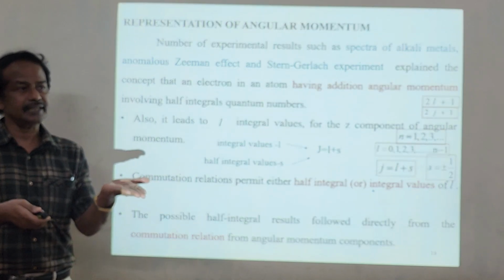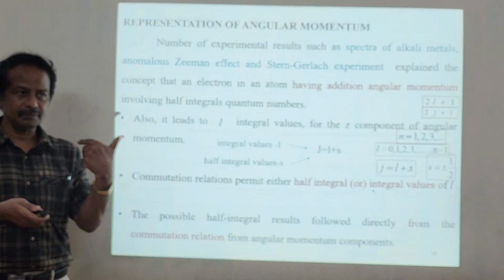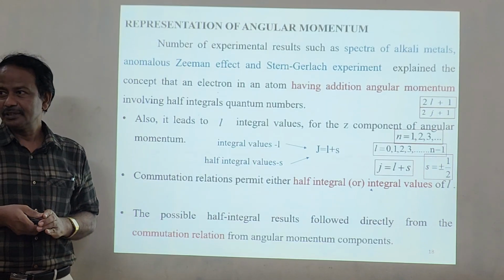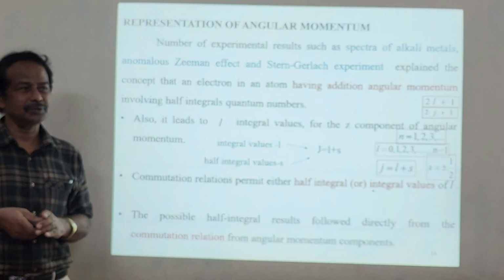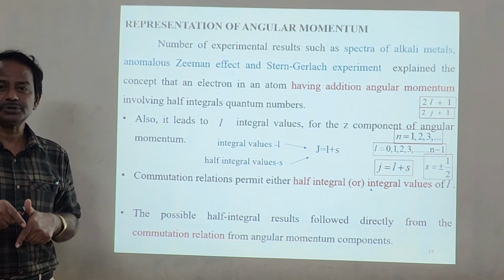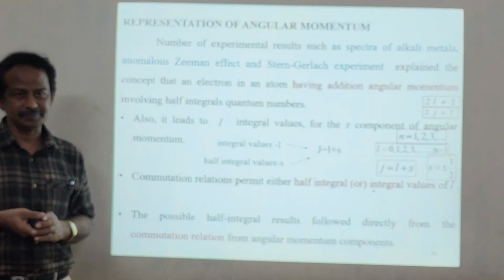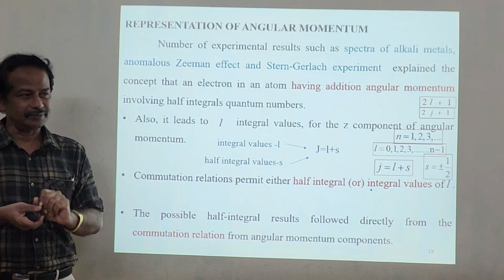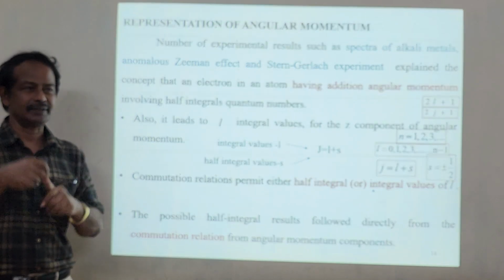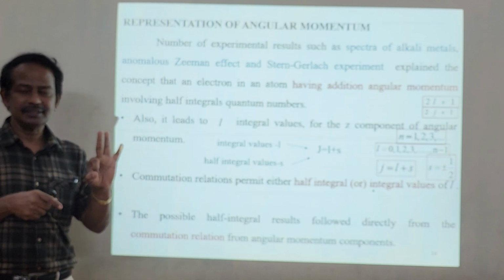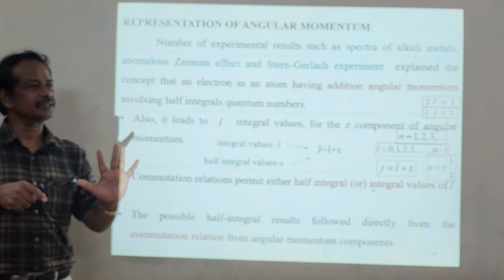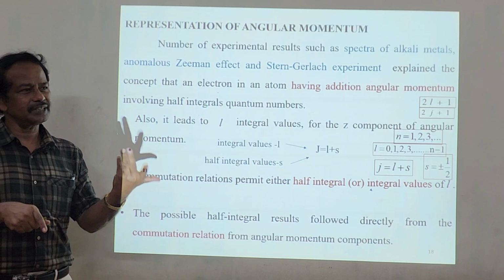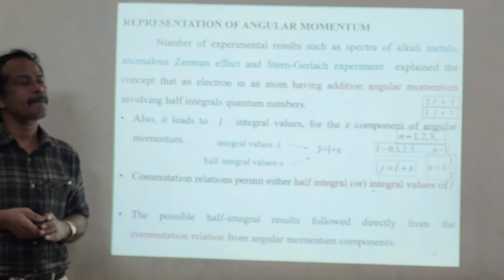the splitting of spectral lines in the presence of a magnetic field is nothing but the Zeeman effect, which we know already. So the components are split. How many components are split? We use the formula 2L plus 1. Suppose L equals 0, you will have only one value. L equals 1, 2L plus 1, you will get 3 components. L equals 2, you will get 5 components. So we can come to know how many components are split in the presence of a magnetic field using this formula.